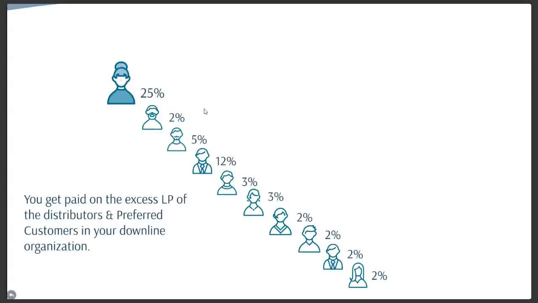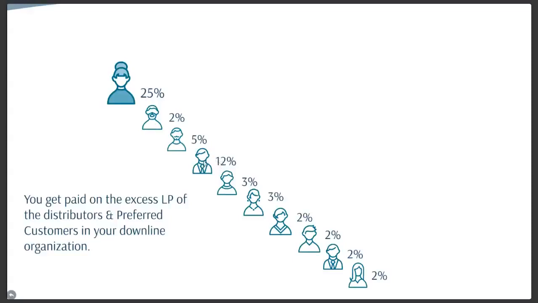So let's look again at this person on your third level, for example. Say that they do an order of 200 LP. Because they're on your third level, you would actually get 5% of their first 100 LP. But on their excess LP, because they're occupying 25% here, we would then work backwards with those percentages. So let's actually do that together.